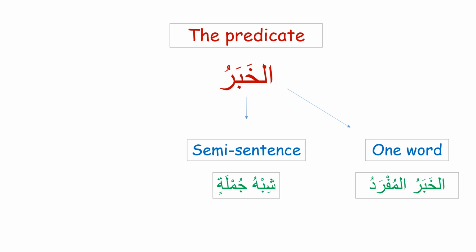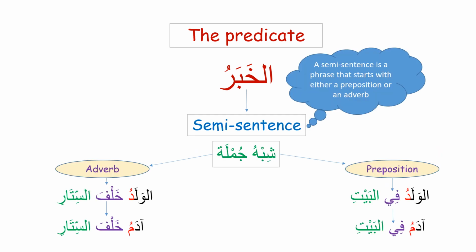However, there are two other options for the predicate. It can either be a semi-sentence, i.e. شبه جملة, which we have already seen. As examples we have الولد في البيت, آدم في البيت, الولد خلف الستار, آدم خلف الستار. And here you can easily spot the change in the case ending of the predicate. I will explain the reason behind that in a couple of minutes.